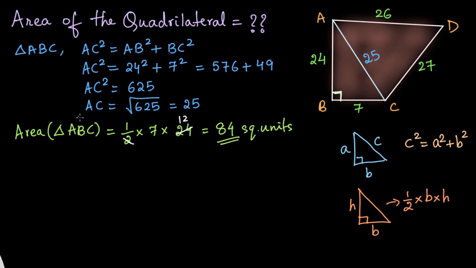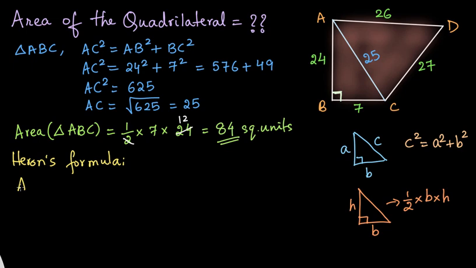Now let's go to the triangle ACD. You can observe that triangle ACD is not a right angle triangle. So how can we find the area of triangle ACD? We know that ACD is not a right angle triangle, but we do know that all three sides are known, isn't it? When we know three sides of a triangle, we have a special formula to find the area of a triangle, and that formula is nothing but Heron's formula. So we have to use Heron's formula in this case to find the area of triangle ACD.